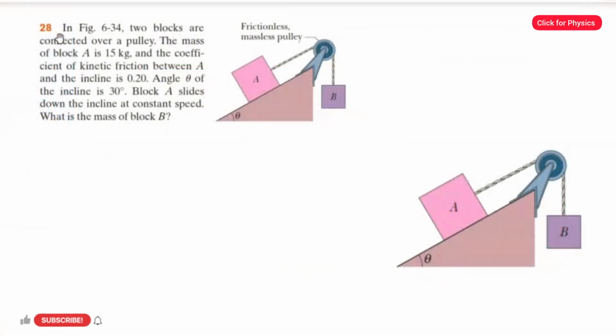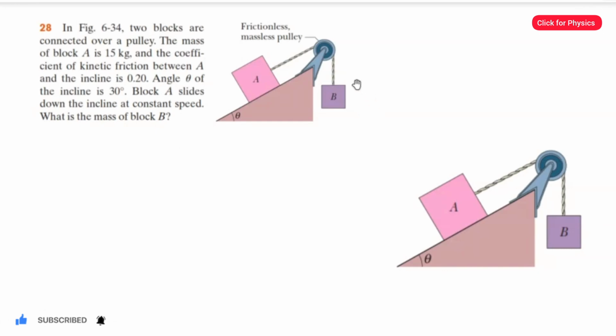Problem number 28. In the figure, two blocks are connected over a pulley. The mass of block A is 15 kg and the coefficient of kinetic friction between block A and the incline is 0.20. The angle theta of the incline is 30 degrees. Block A slides down the incline at constant speed. What is the mass of block B?